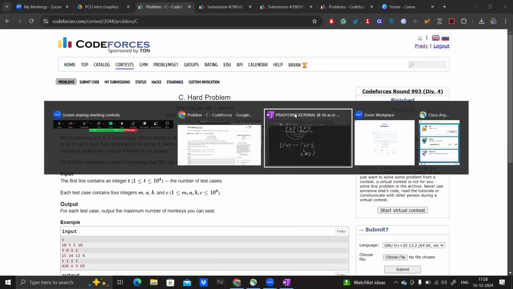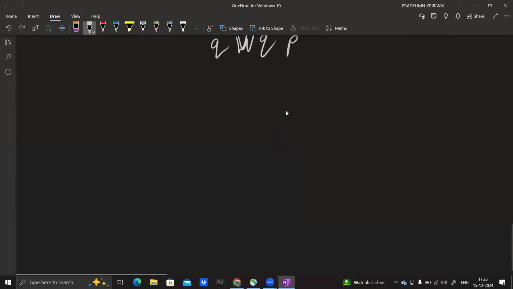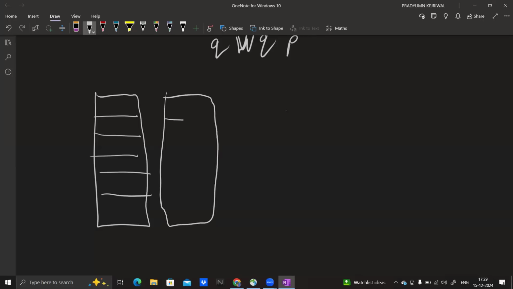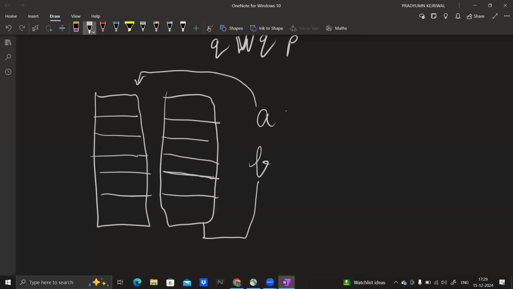Basically it says that there are two rows of M seats each. Like this is one row and this is another row. And basically, you have A monkeys who want to sit in this row, B monkeys who want to sit in this row, and C monkeys who can sit anywhere, right?